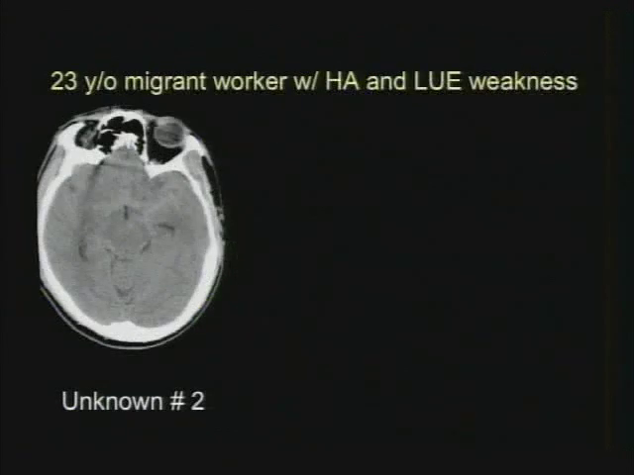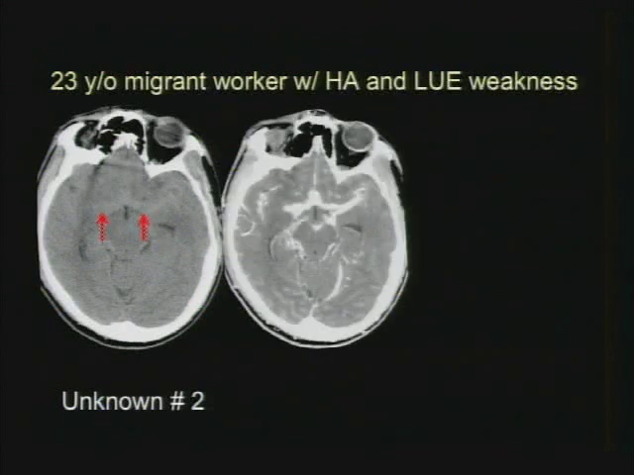So here's our second unknown case. This is a 23-year-old migrant worker with headache and left upper extremity weakness. And if you look closely on this non-contrast study, you can see that the basilar cisterns are filled in with isodense material. So it's slightly hyperdense, isodense. Nine times out of 10, when you see hyperdense material in the basilar cisterns, you're going to be dealing with subarachnoid hemorrhage. But I want you to remember that you can also see this appearance with pus.